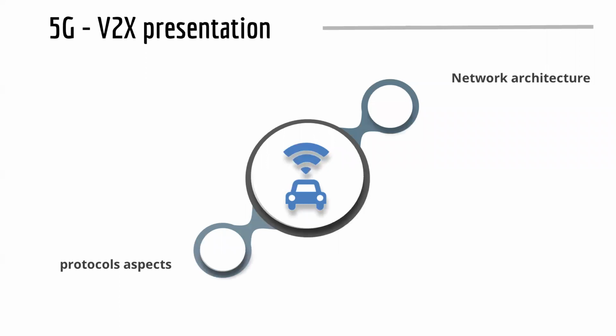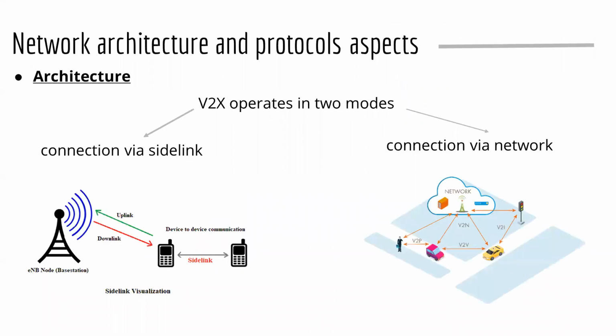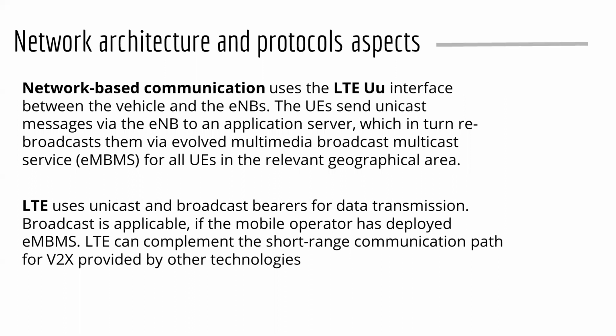To save up time, in 10 minutes, I'm going to be talking about vehicle to everything's network infrastructure and then proceed to the radio access protocol aspects. First, the architecture is divided into two categories, connection via side link and connection via network. For the network-based communication, it uses the LTE-Uu interface between the vehicle and the eNBs.